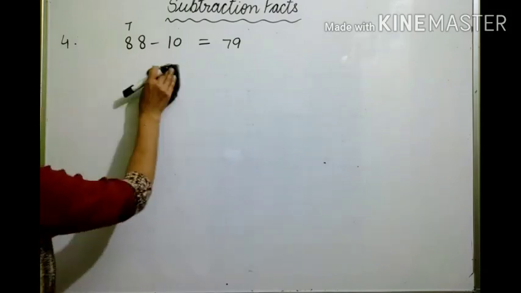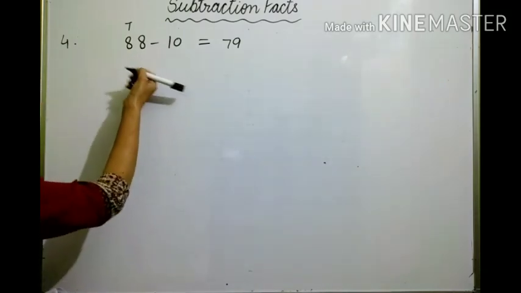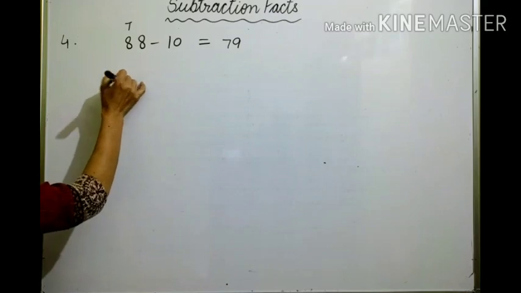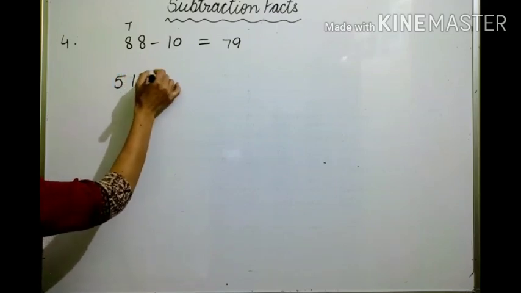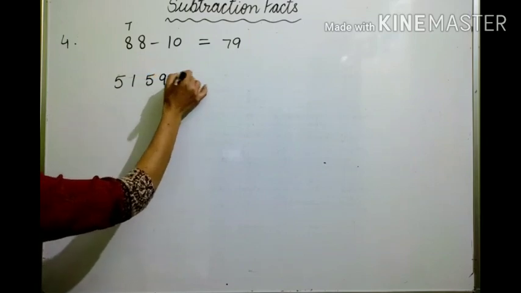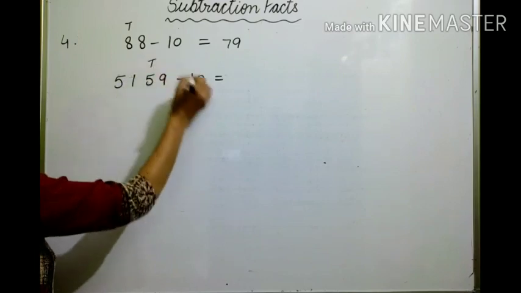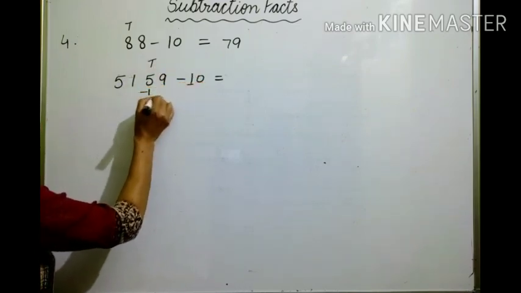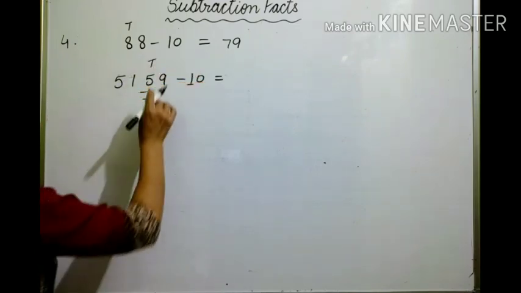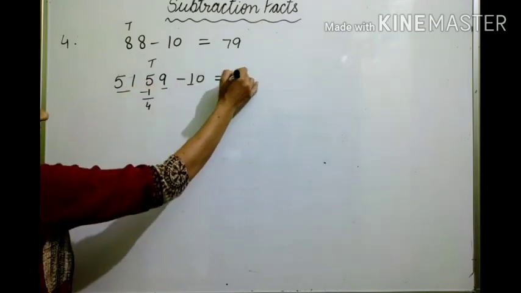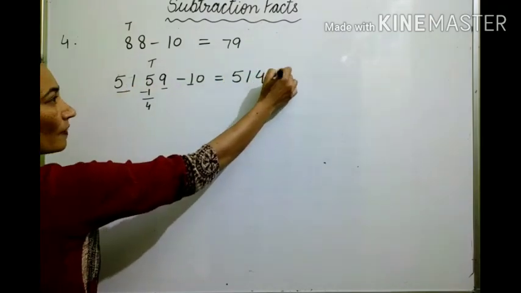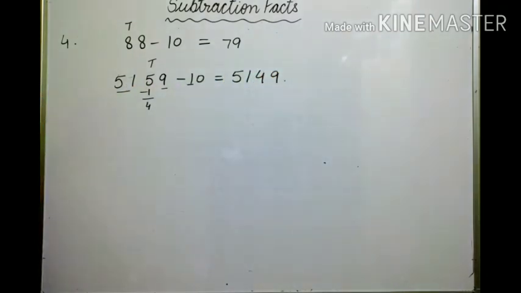We can do this in more than 2 or 3 digits. If we have one number, 5159 minus 10, if we want to do it, then only the tens place digit will decrease by 1 and other place digits will remain the same. Easy method.